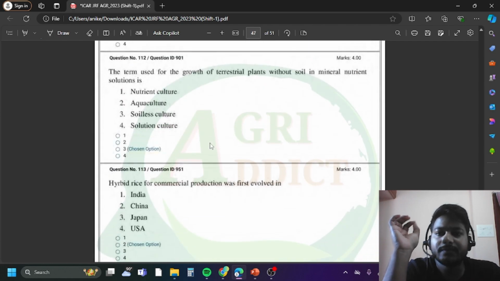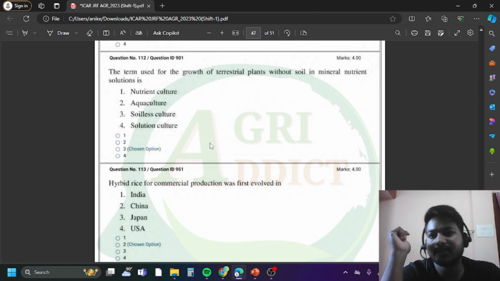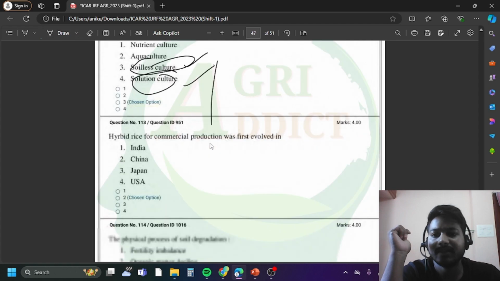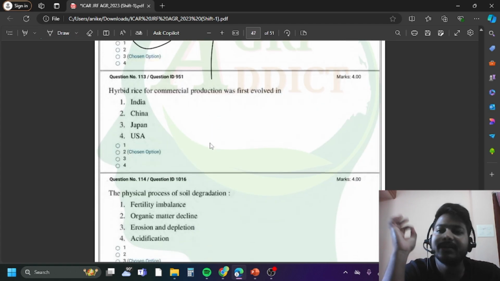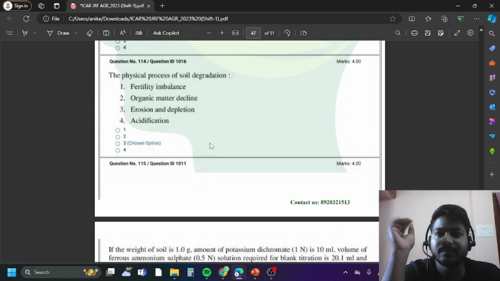The term used for the growth of terrestrial plants without soil in mineral nutrient solution: nutrient culture, aquaculture, soilless culture, solution culture. So soilless culture and solution culture are the correct answers. Next, hybrid rice for commercial production was first evolved in China. Very easy question. The physical process of soil degradation is erosion and depletion, option number 3.